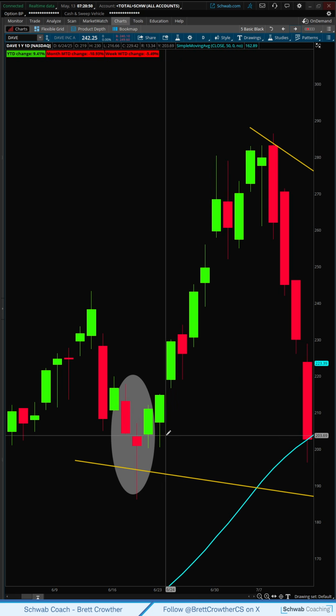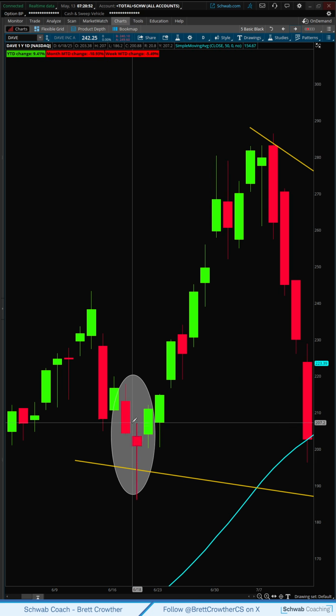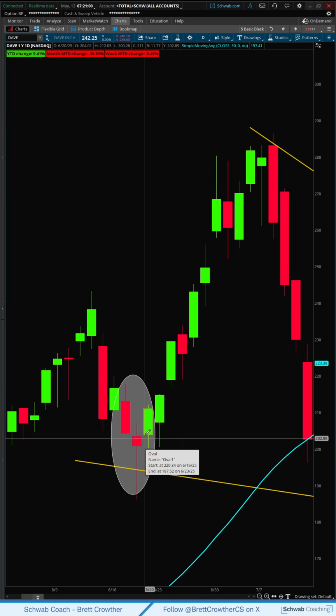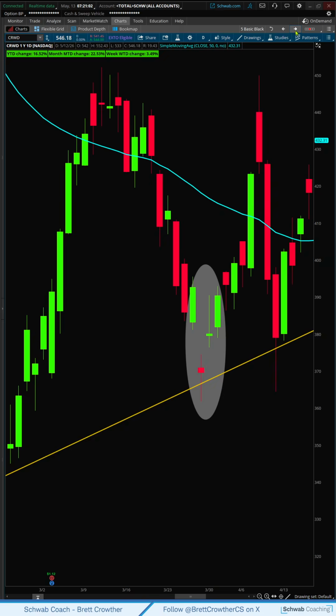So let's look at this one. This is not an abandoned baby. Why? Because we don't have the gap, even though we have the movement down, and then this one we have a spinning top as well. So we have some overlap here. That is not actually an abandoned baby.